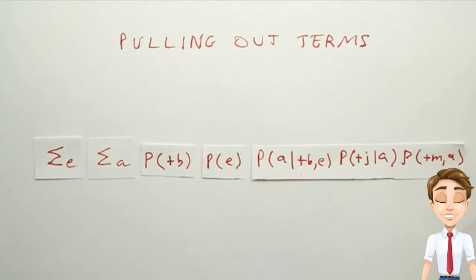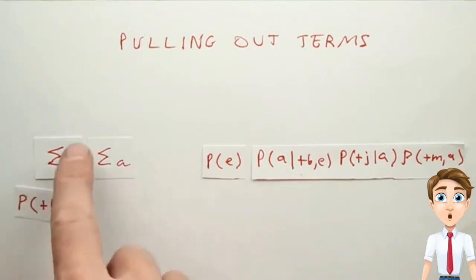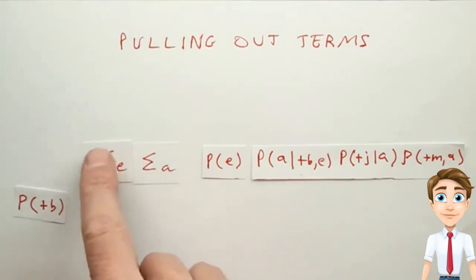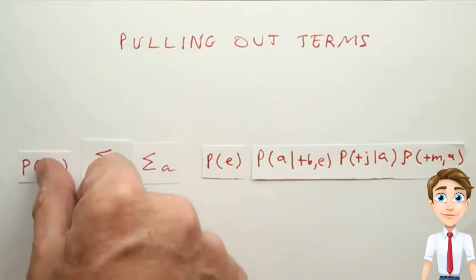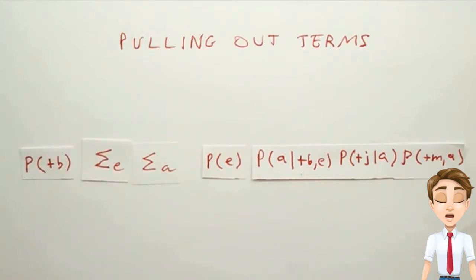The first technique we can use to get a speed up in doing inference on Bayes nets is to pull out terms from the enumeration. For example, here, the probability of B is going to be the same for all values of E and A. So we can take that term and move it out of the summation. And now we have a little bit less work to do. We can multiply by that term once, rather than having it in each row of the table.